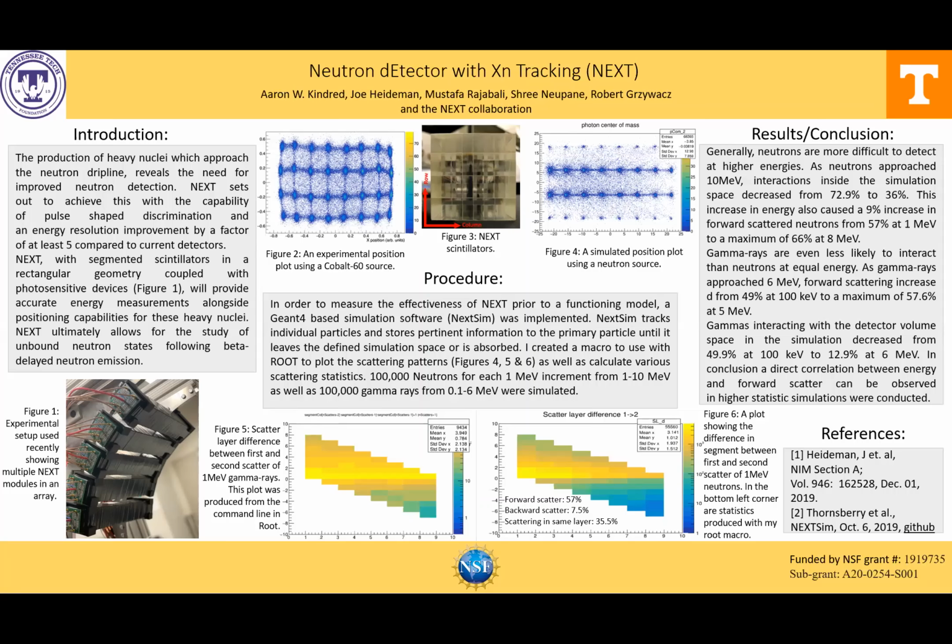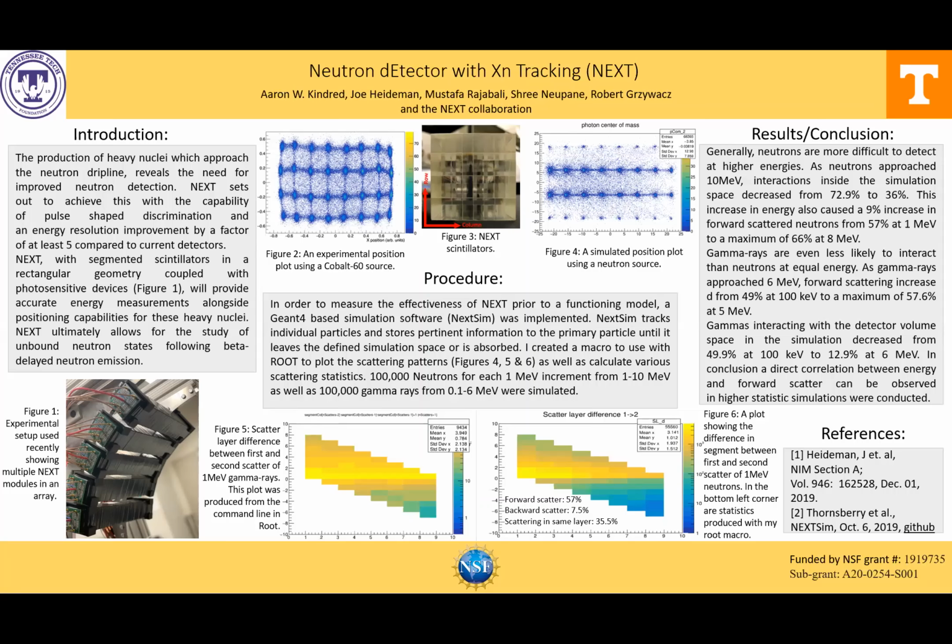Finally, I would like to discuss the results of my research. Let me remind you that the goal of this project was to document the scattering patterns for monoenergetic neutrons and gamma rays at different increments of energy. In regards to this goal, we found that neutrons showed a 7% increase to a 66% maximum in forward scattering at 8 MeV while approaching maximum energy. Gamma rays showed an increase of 8.6% and a maximum of 57.6% forward scattering at 5 MeV.